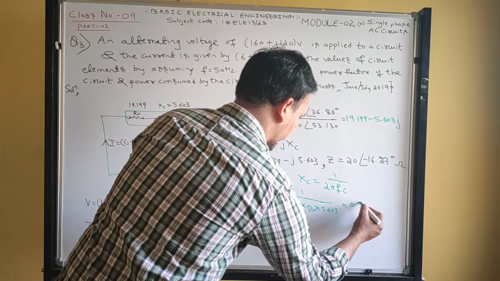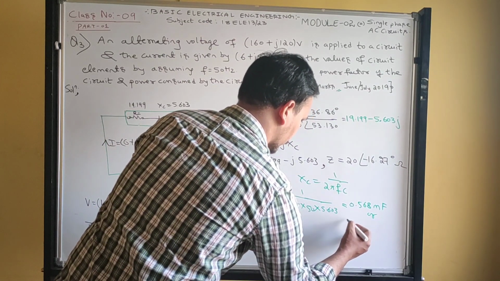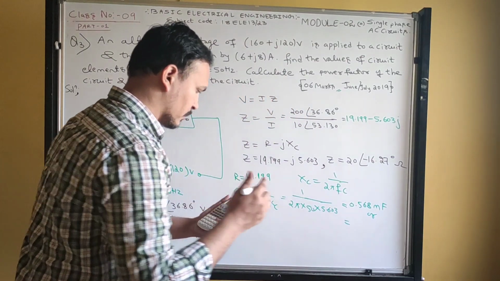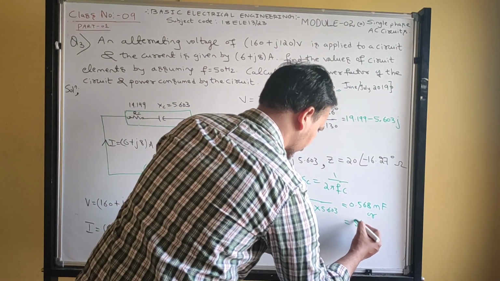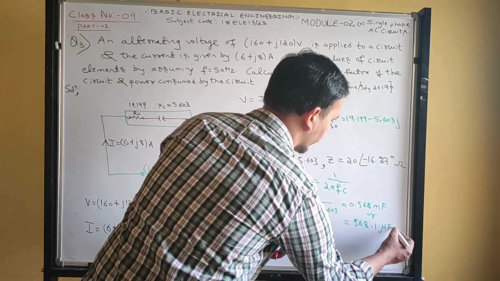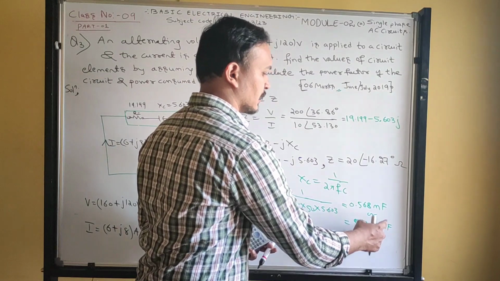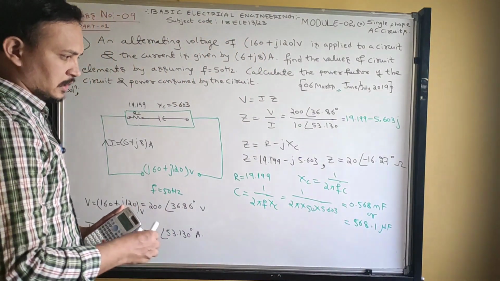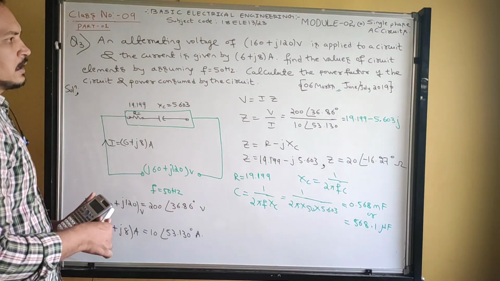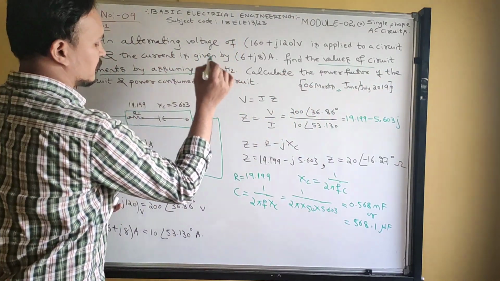Okay, 0.568 millifarad or 568.1 microfarad. Both are correct. In the calculator it shows 10 power minus 3, here 10 power minus 6. Both are correct. So we calculated, find the circuit elements assuming frequency 50 Hz.